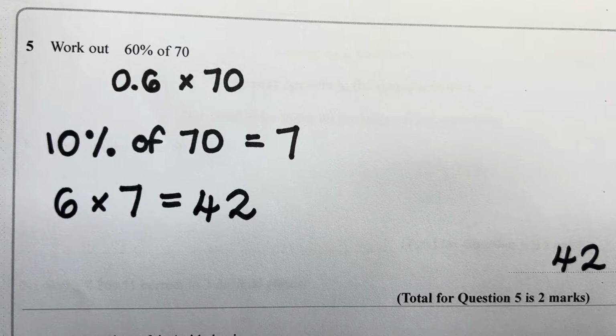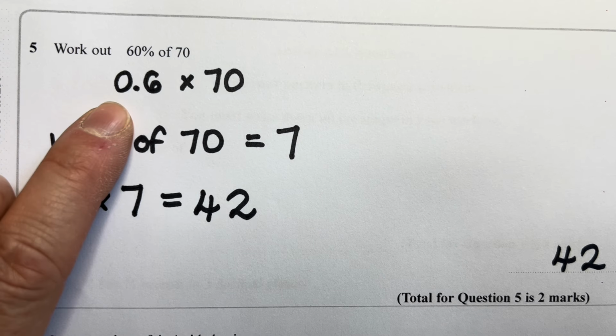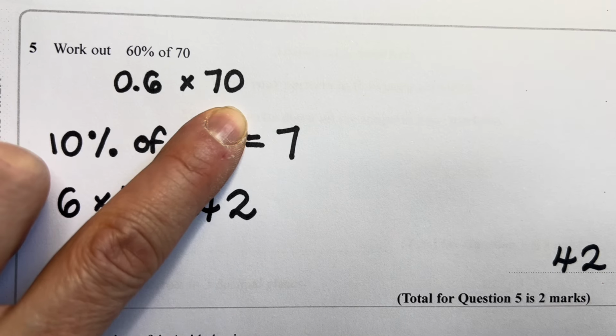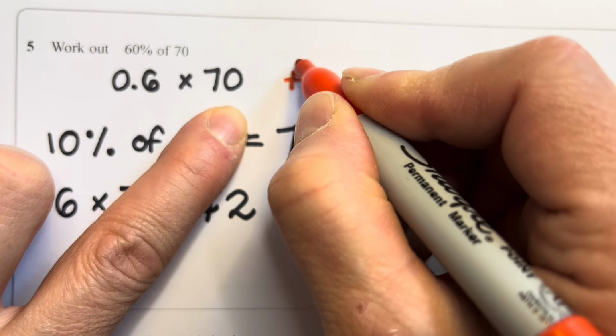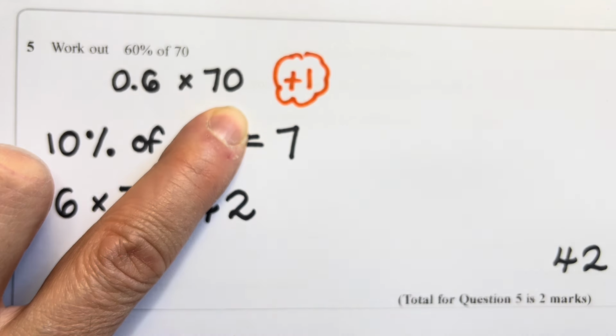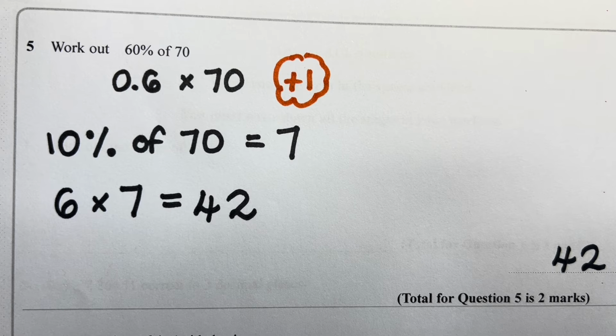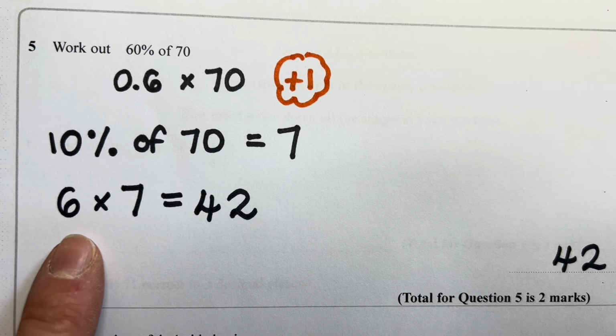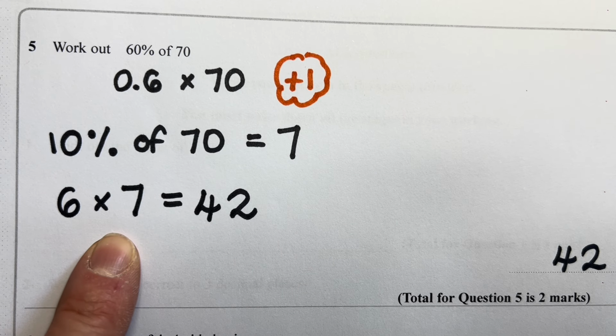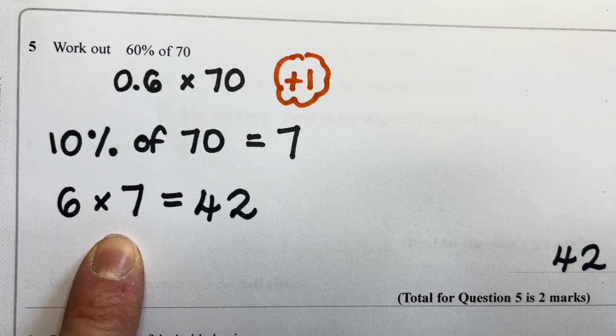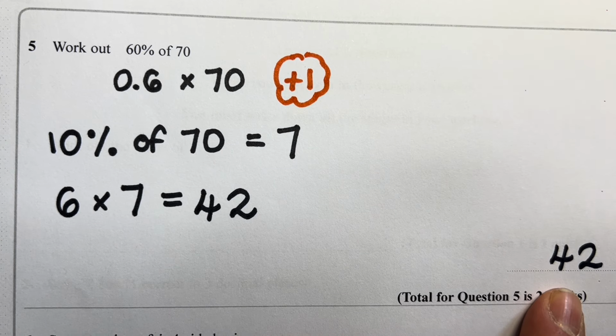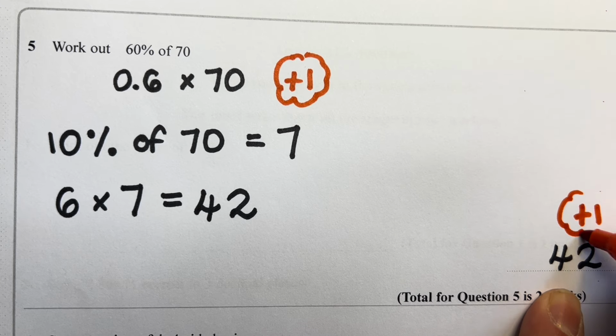This question is worth 2 marks. There is a mark for showing your method. And so if you write this but don't give an answer, you can get 1 mark. If you attempt to divide by 10 and times by 6, that would also be the first mark. The second mark is for getting the final answer.